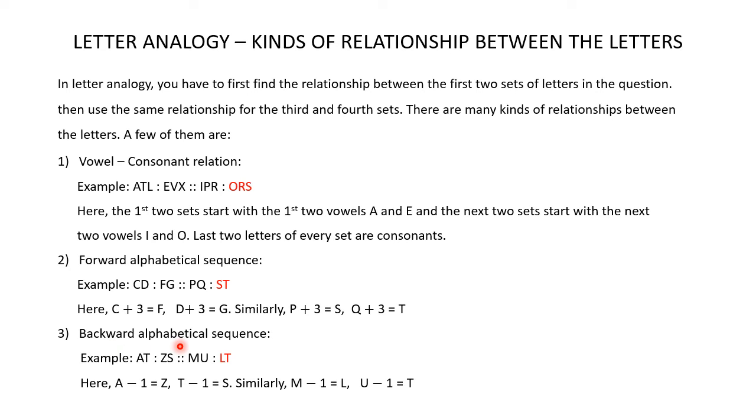Backward alphabetical sequence. For example, AT is to ZS. So MU is to what? First, find the relationship between the first two sets of letters. Here, A minus 1 is Z. T minus 1 is S. Use the same relationship between the third and fourth sets. So M minus 1 is L and U minus 1 is T. So if AT is to ZS, then MU is to LT.